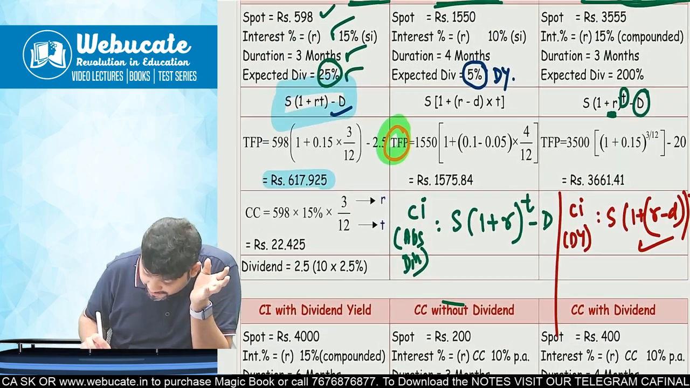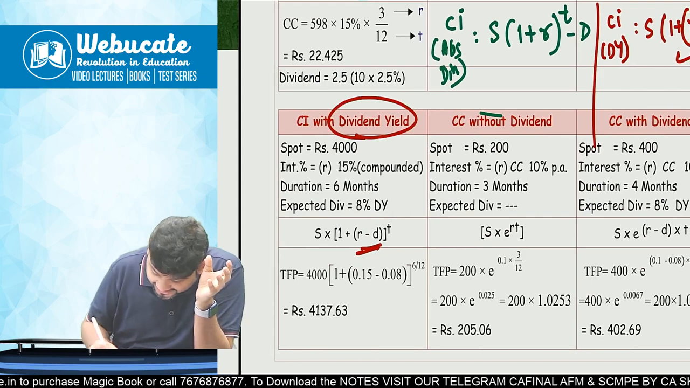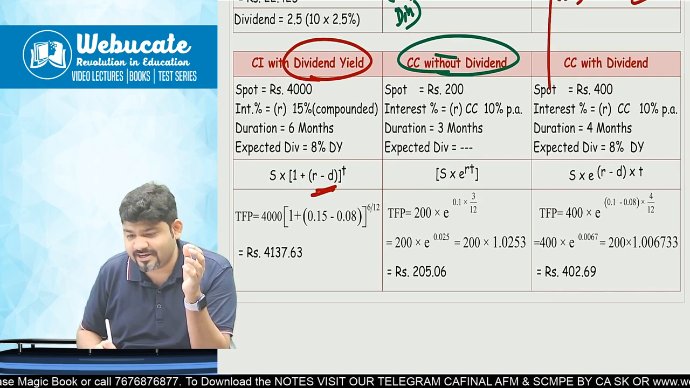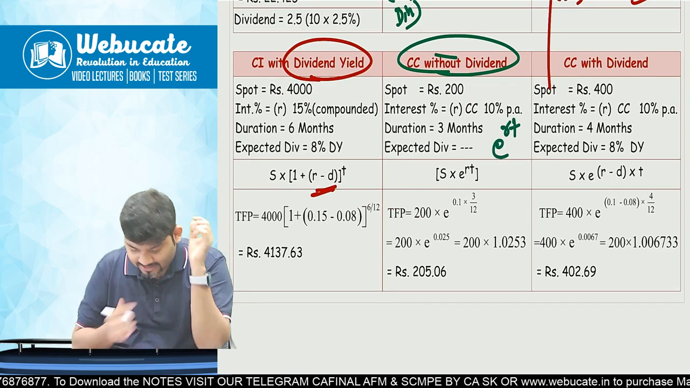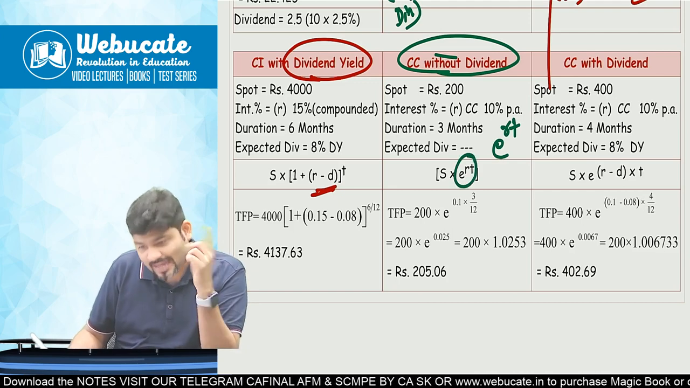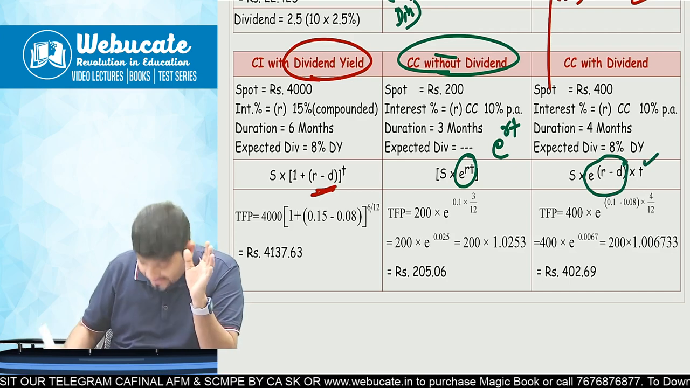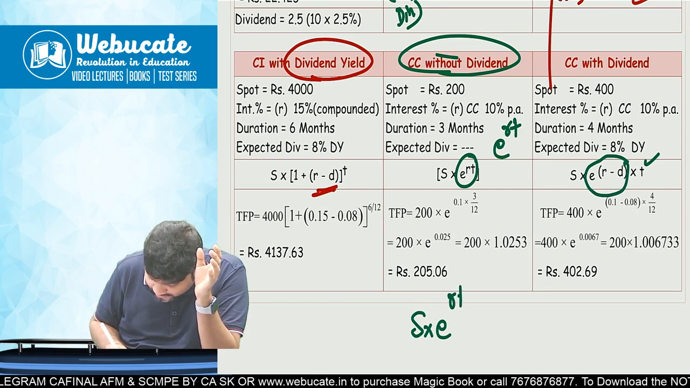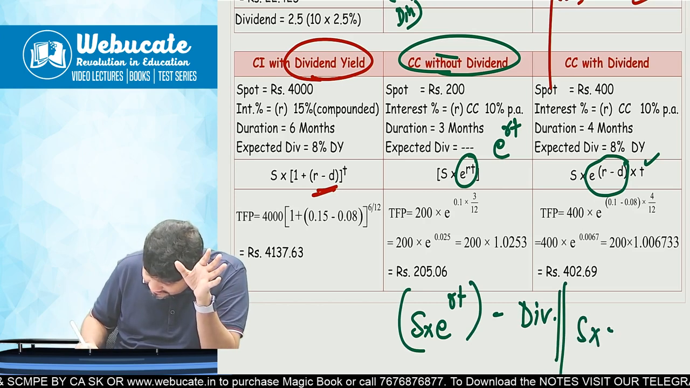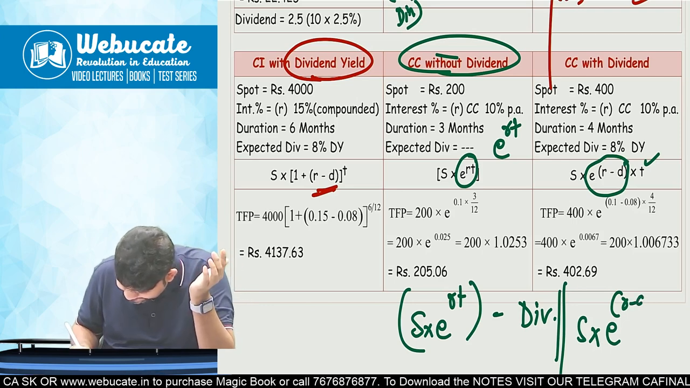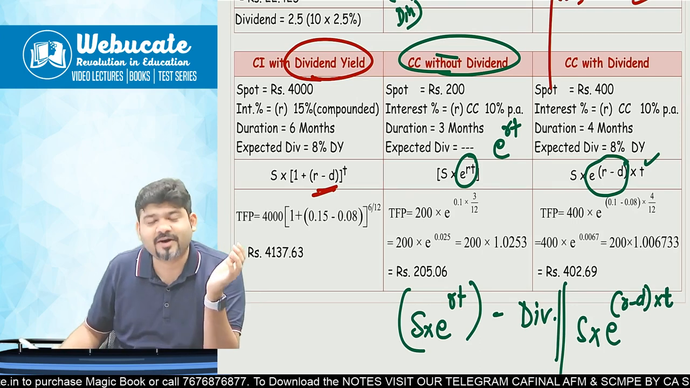Then there is continuous compounding. So this was compounding interest with dividend and with dividend yield, and now we have continuous compounding without dividend and with dividend. We all know continuous compounding is e raised to rt. So first will be e raised to rt, and the other will be e raised to (r minus d) into t. Simple. Suppose there is a simple dividend: S into e raised to rt, minus dividend. And if it is dividend yield, S into e raised to (r minus d) into t. Gotcha, everybody.